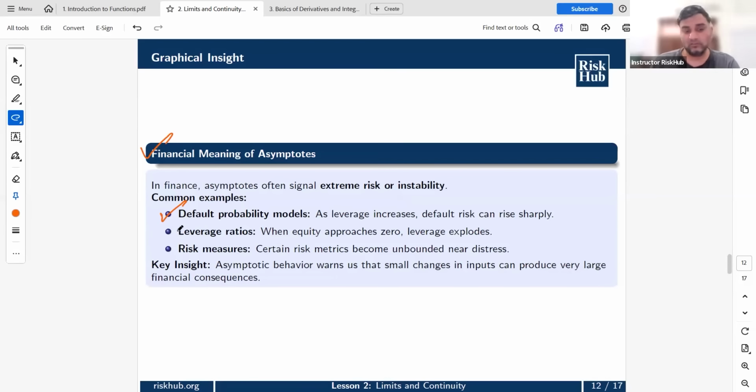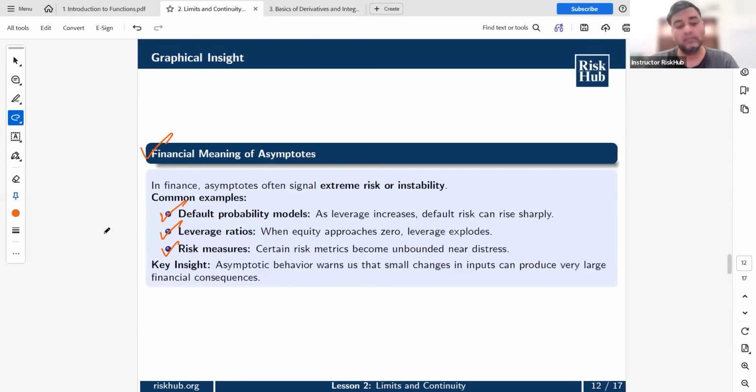Then we have your leverage ratios. When equity becomes very, very small, leverage explodes. If debt is equal to 100 and equity is equal to 10, leverage becomes 10. When equity is equal to 1, leverage becomes 100. When equity is equal to 0.1, leverage becomes 1000. This resembles, again, an infinite limit. Then we have risk measures. Some financial risk metrics become extremely large near crisis situations. For example, volatility spikes, which happen whenever there is geopolitical tension. Margin requirements also explode when we are near a crisis situation.